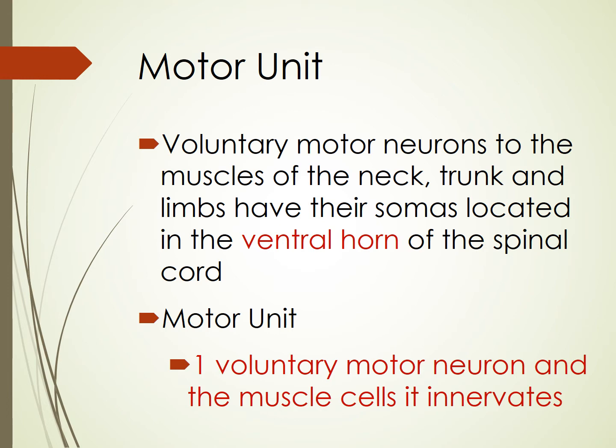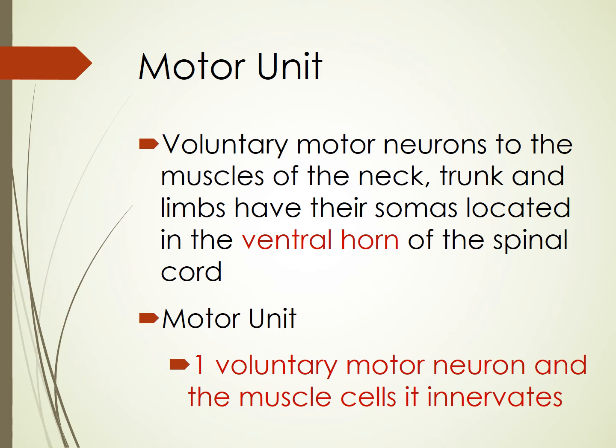Voluntary motor neurons that are innervating the skeletal muscles of our neck, trunk, and limbs have their somas situated in the ventral horn of the spinal cord. A motor unit is a single voluntary motor neuron, and all of the muscle cells it innervates. So a muscle will have several motor neurons going to it to innervate it. But each motor neuron is going to innervate a unique set of muscle cells within that muscle. And that is the motor unit.